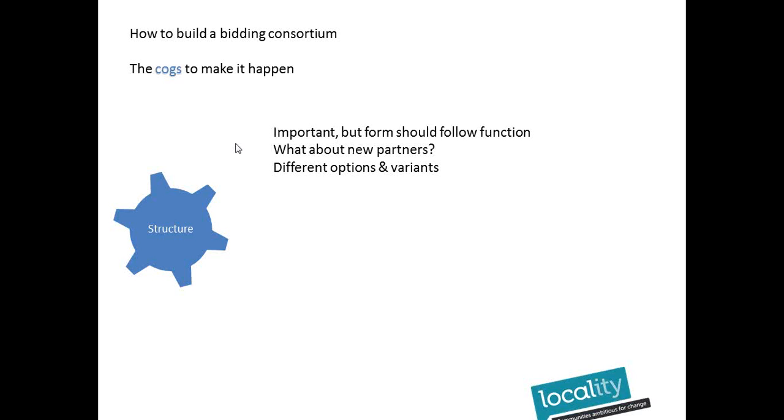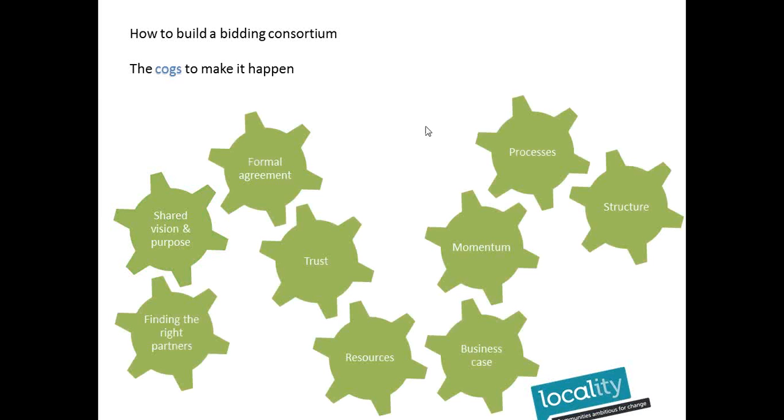Think about how you'll admit any new partners into the structure, whether that's as full members or as just subcontractors. There are different options and variants out there, so do think about what is most suitable for your purposes. So there are the cogs again. Hopefully you've worked through them all and they're all starting to glow green at some point, and your consortium is looking to be in a shape to be attractive and appealing to commissioners and to bid for contracts.